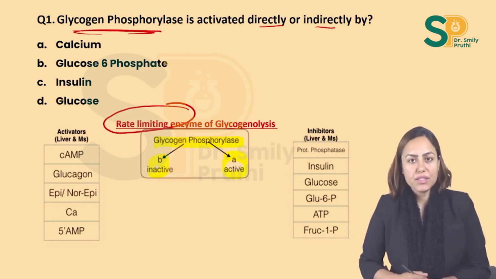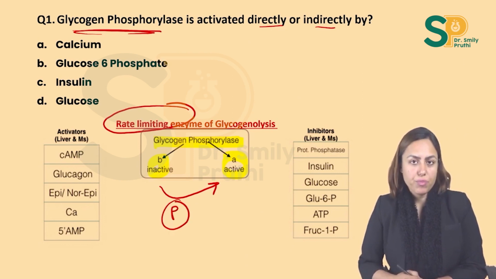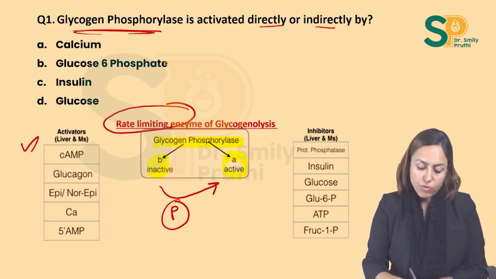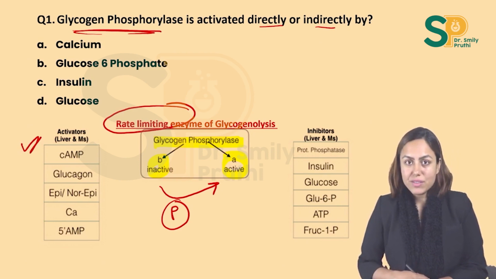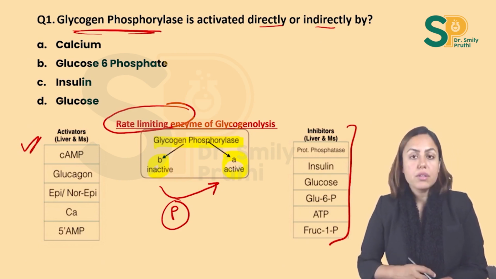Small b is inactive and small a is active here. So how to convert b to a? We need phosphorylation of this enzyme. And also we know that catabolic enzymes are activated in phosphorylated state. So now it is very easy to learn the activators and inhibitors. Anything which is doing phosphorylation will be the activator. Anything which is doing dephosphorylation will be the inhibitor.